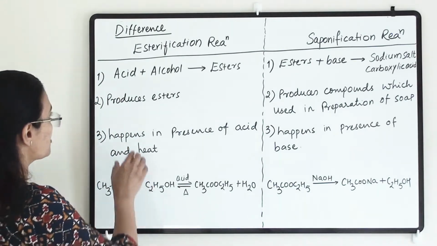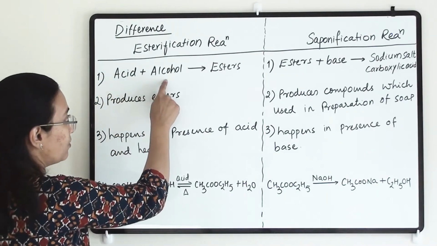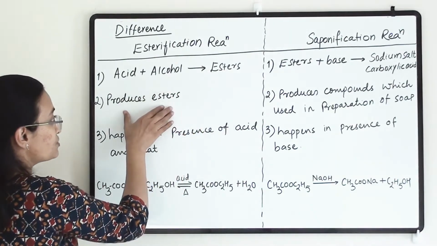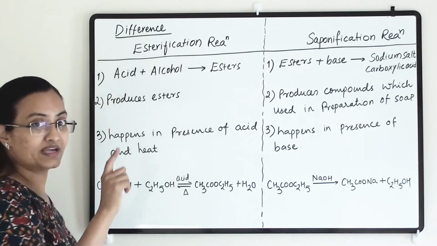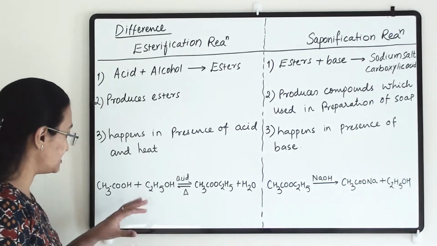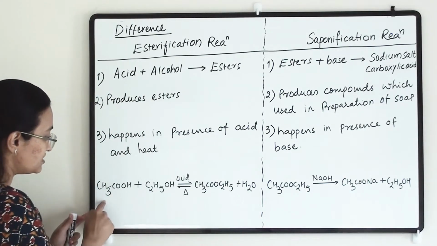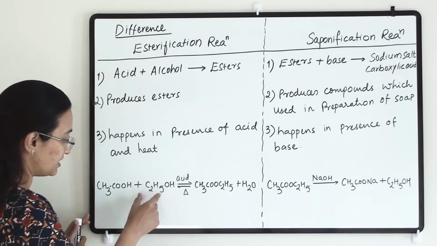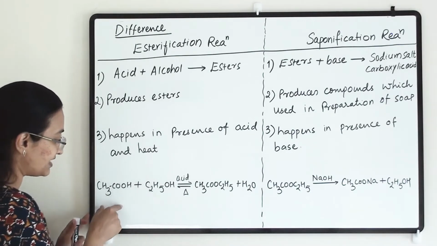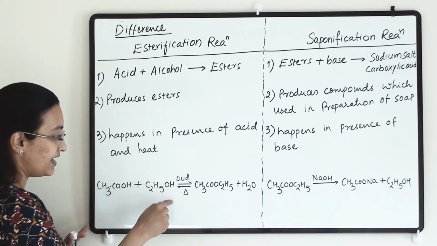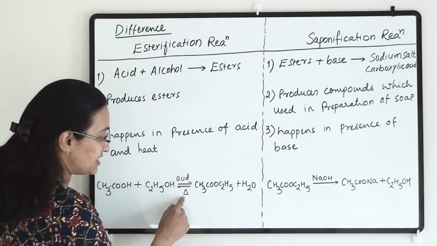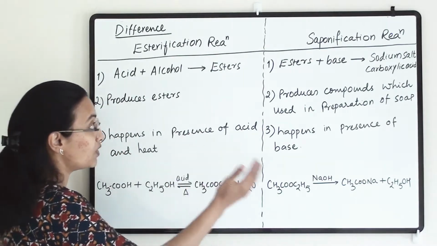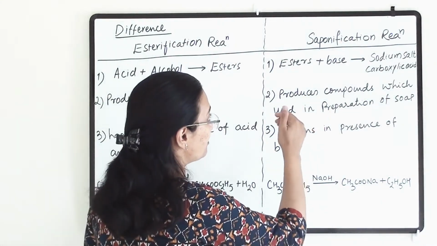Now let us see what is the basic difference between esterification reaction and saponification reaction. So in this reaction, when acid reacts with alcohol, we will get esters. This reaction is producing esters, and that's why it is known as esterification reaction. Let us understand this. Here CH3COOH is there, C2H5OH is there. So ethanol is reacting with ethanoic acid, and in presence of acid and heat it will give us ester and water molecule.